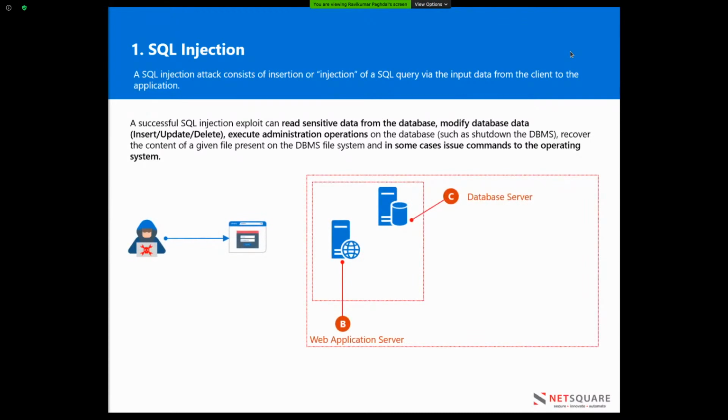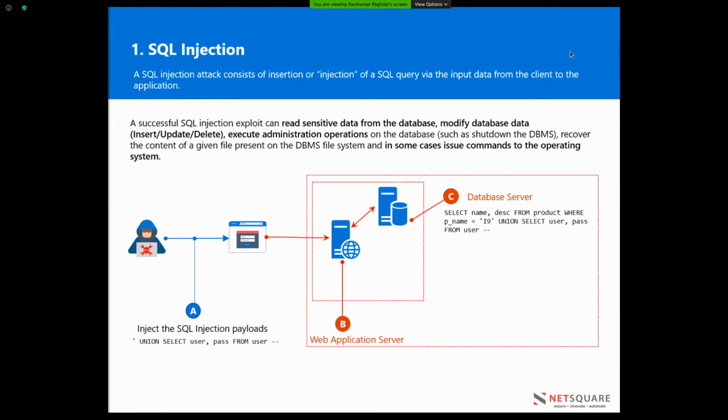Okay. In this case, when you send a request to the server side, the request goes to the web application server first, and the web application communicates with the database server. So, for example, if I inject some SQL injection payload like union select user password from user table, it will directly trigger in the database server.